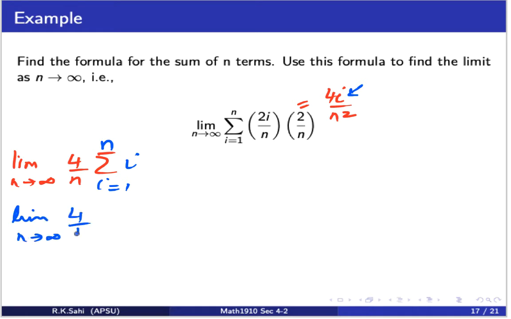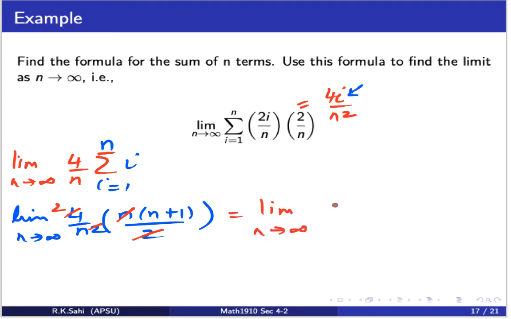Limit, 4 over n squared. What is this? The sum of the first n terms is n times (n plus 1) over 2. Oh, that's n squared. I forgot that. Sorry, guys. Okay. Now let's do some cancellations. So 2 and this n cancel out. So what are we left with now? Limit as n tends to infinity of 2 times (n plus 1) over n.